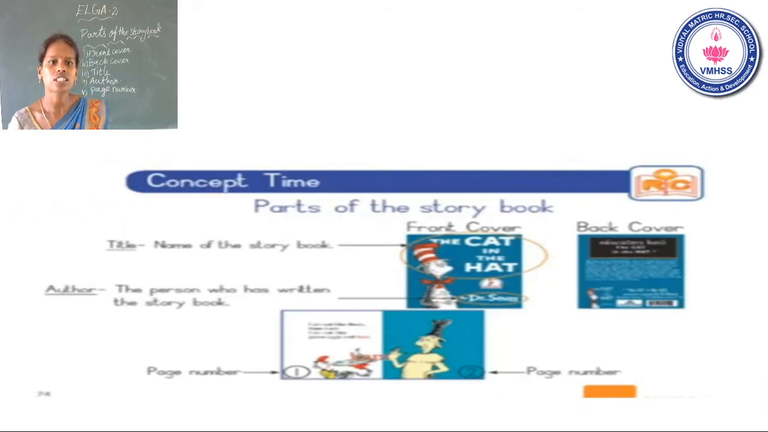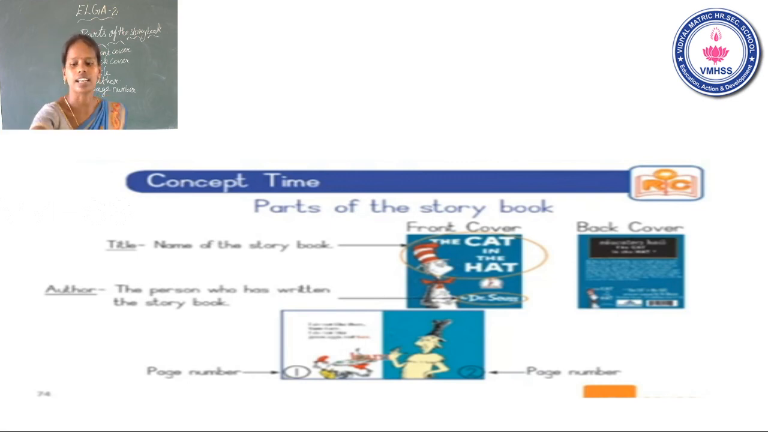Okay, look at the slide, students. These are parts of the storybook. First one is front cover. Next one is back cover. Next, title, name of the storybook. Yes or no? Next, author, the person who has written the story. Last one is page number. Okay. Now go to the next one.